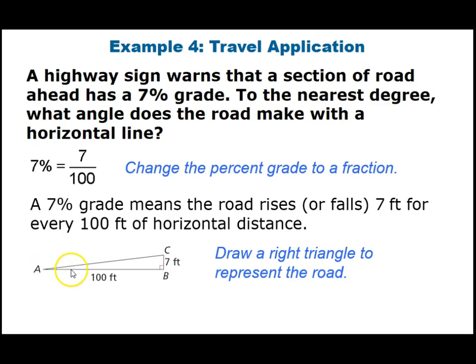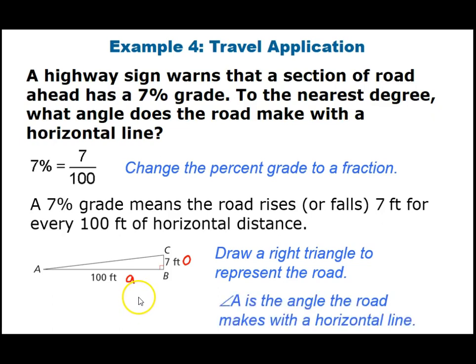So as we look at this, we can then say that this is our opposite and this is our adjacent. So if we have opposite and we have adjacent, then we know that that's our tangent ratio. So to find the angle, we do the inverse tan of 7 over 100. So that's what we're going to do. And when we do that in the calculator, we get that this angle down here was 4 degrees.